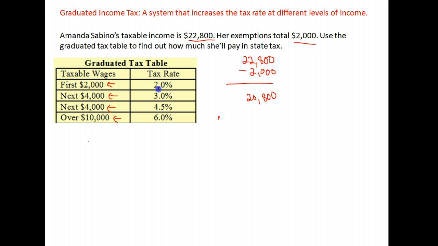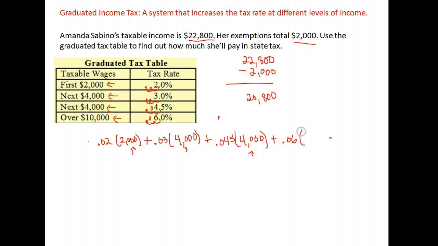So remember to change each of these to decimals, moving the decimal 2 places to the left. So we'll have 0.02 times the first $2,000 she made, plus 0.03 times the next 4,000 after that, plus 0.045 times the next 4,000 after that. Now notice we're up to how many dollars that she's made. 2 plus 4 is 6, plus 4 more is 10,000, plus 0.06 times however much she made over $10,000.